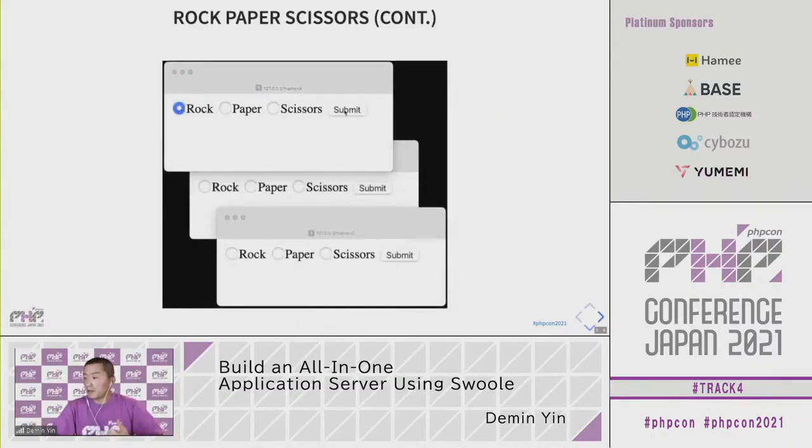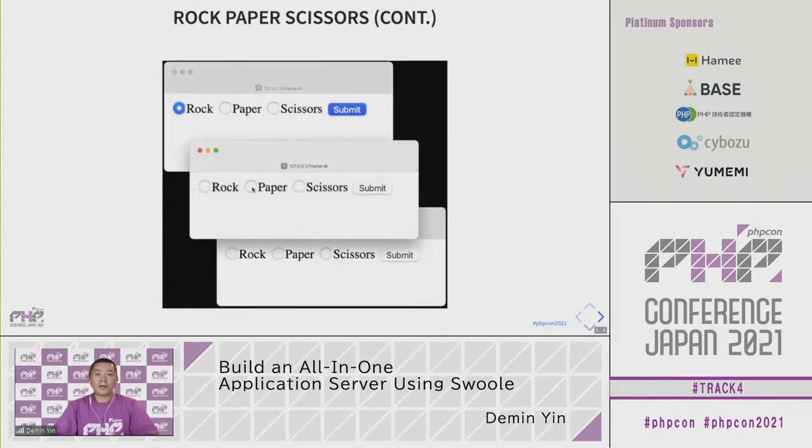But once he clicks the submit button, we're not going to show a result to him directly, because we don't yet get choices received from the other 2 players. So player A is going to stay here and wait for a response. Now player B makes a choice, clicks the submit button. Again, the server won't send a response directly, because we are still waiting for player C to submit his choice.